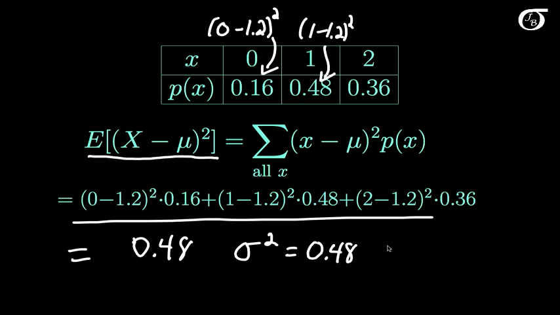And if we wanted the standard deviation, sigma, the standard deviation of our random variable x, that is simply going to be equal to the square root of 0.48.